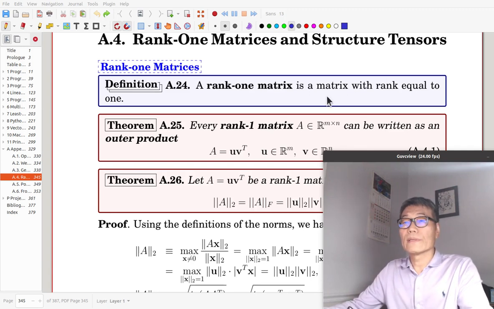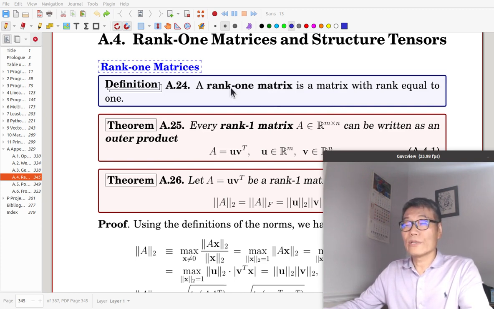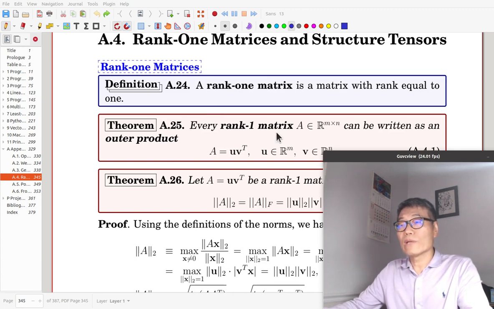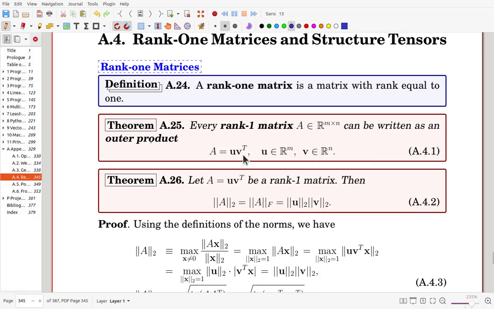In this lecture, we'll study rank 1 matrices and structure tensors. See the definition. A rank 1 matrix is a matrix with rank equal to 1. Here we have an outer product representation for rank 1 matrices. Every rank 1 matrix A in n by n dimensions can be written as an outer product, U V transpose, where U is from R^m and V is from R^n.